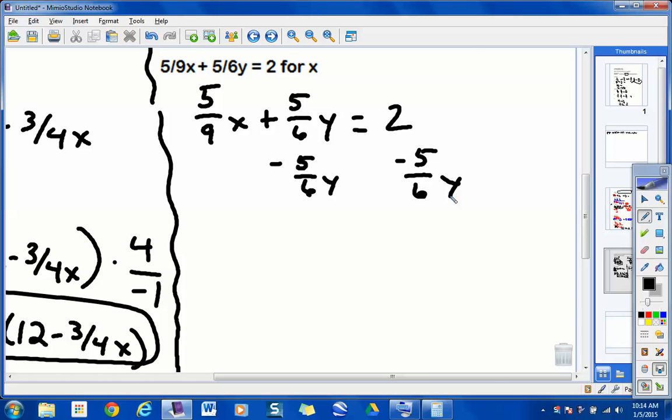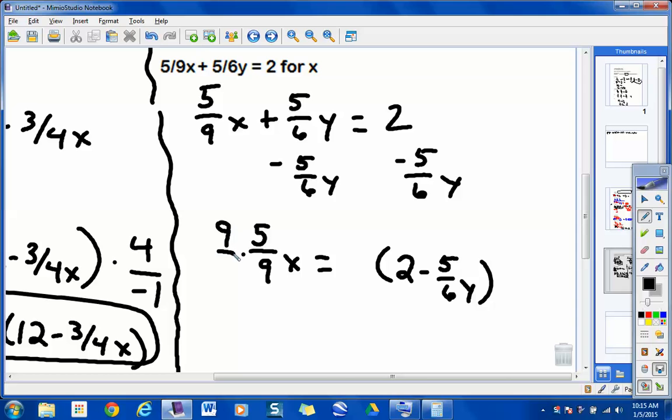So I'm going to have 5 over 9x equal to the mess, and I'm going to put in parentheses right away, equal to, won't it be 2 minus 5 over 6y, guys? You can go ahead and put in parentheses right away like that. If you can't combine like terms, just put it in parentheses. Okay. Now, my coefficient for x, is it a whole number or is it a fraction? Fraction. So to get rid of that fraction out front, to leave x out there, you're going to times both sides by 9 over 5 here.